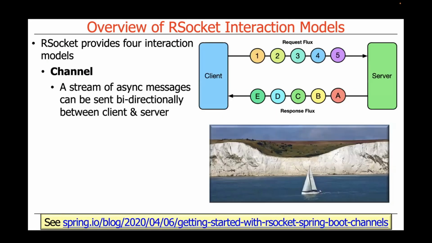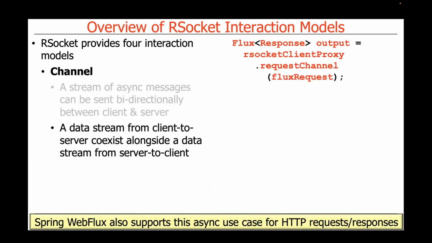Then the fourth and final interaction model is called channel, and it's a stream of async messages that can be sent bidirectionally between the client and the server. So for example, the client can send a request flux, which can be streamed over to the server over time, and in response, the server can send back a response flux, which can be streamed back to the client over time. And we've actually seen some examples of this in some of the stuff we've talked about with WebFlux.